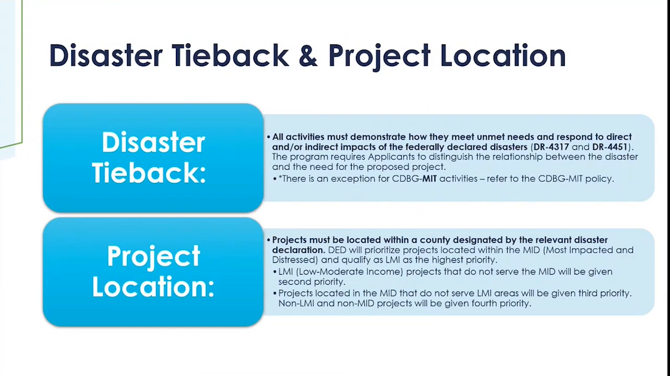Okay, so when implementing any CDBG DR funded project, two really important things to keep in mind are the disaster tieback and the project location. So disaster tieback just means that all activities being implemented under the project must demonstrate how they meet an unmet need and how they respond directly or indirectly to an impact of the federally declared disasters. So in this case, we're talking about DR 4317 and DR 4451, which we discussed earlier.